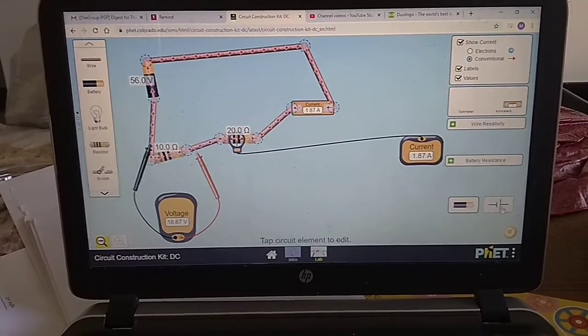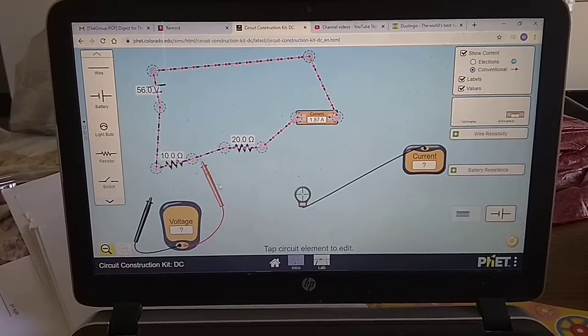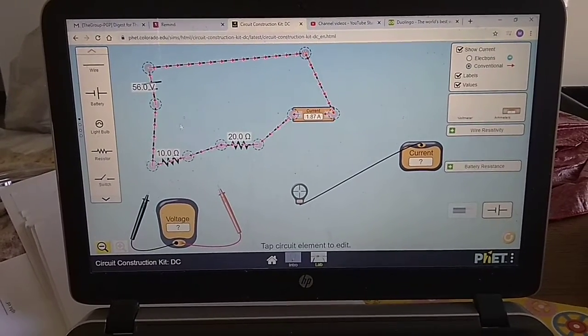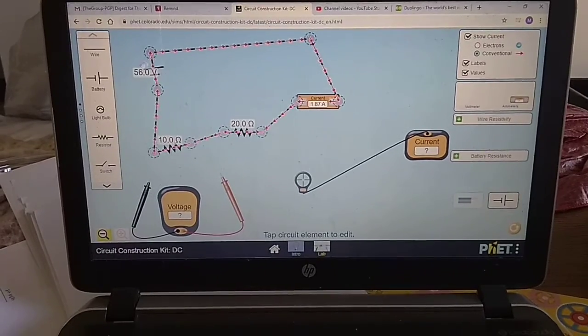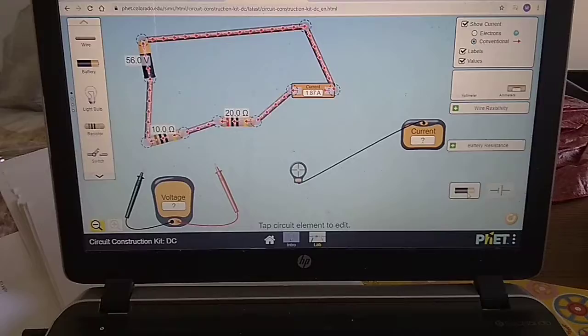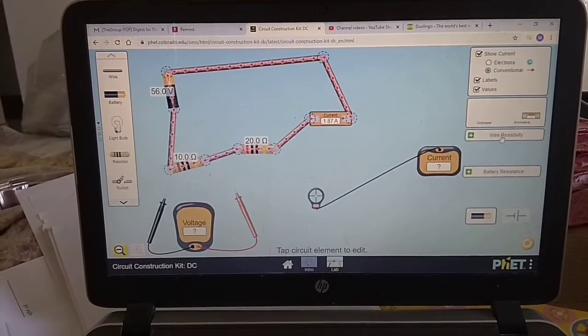Let's see, I can show you the symbol version. Remember, these little lines here are the resistor symbols, and this is the battery. Actually, this is a cell symbol, but they're saying it's a battery. I like going back to this. We won't deal with battery resistance. We will actually talk about wire resistivity.